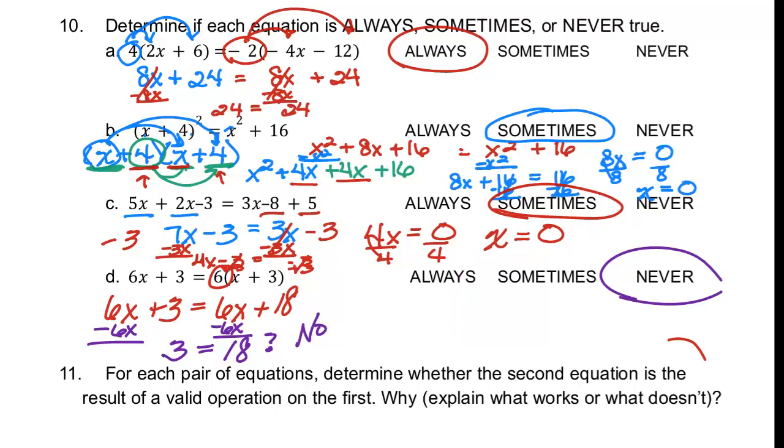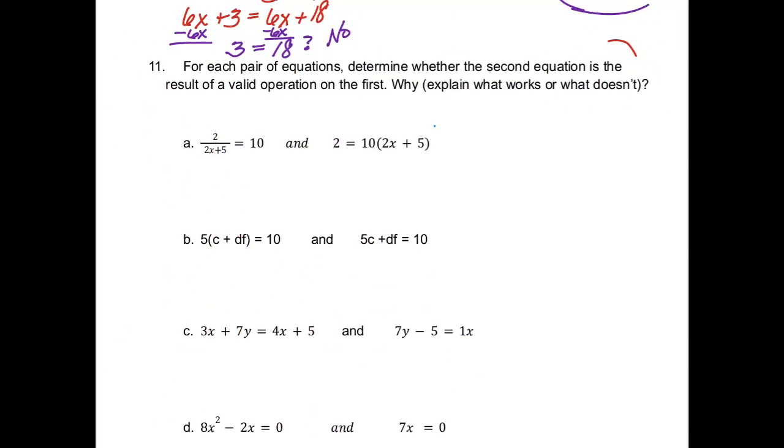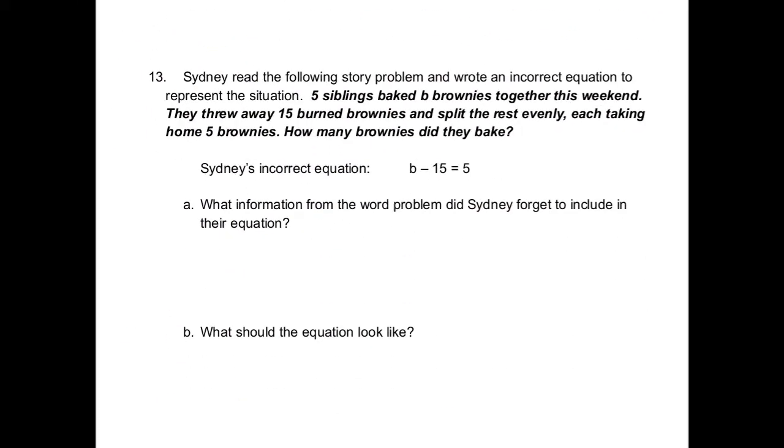13. All right. Brownies. Sydney read the following story problem and wrote an incorrect equation to represent the situation. 5 siblings baked B number of brownies together this weekend. They threw away 15 burned brownies and split the rest evenly, each taking home 5 brownies. How many brownies did they bake?